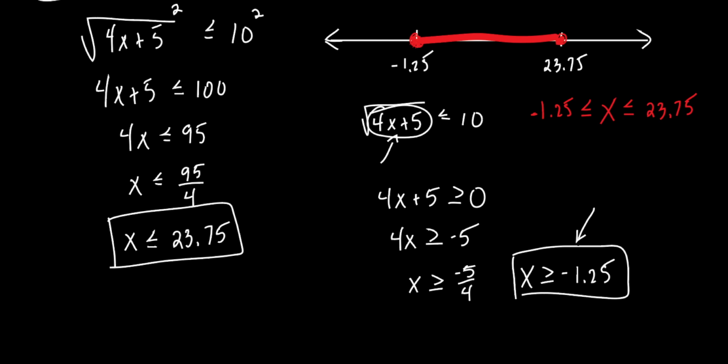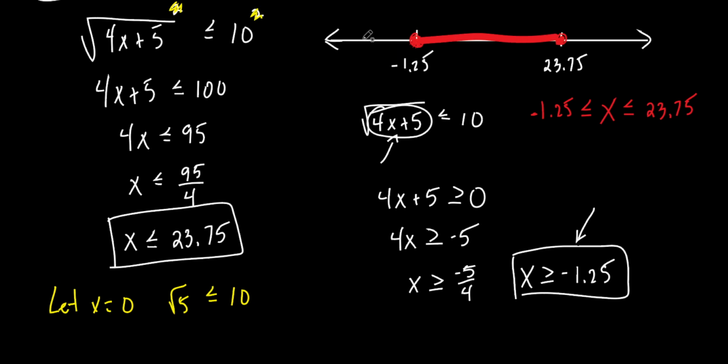Let's do that in a different color. Let X equal 0. Let's make sure that this does work. So put a 0 in for X in the original one. We're not going to do the squared part. That was the original. So what is it? 4 times 0 is 0 plus 5 is 5. That's the square root of 5. Is the square root of 5 less than 10? Yeah, the square root of 5 is like 2 point something. Is that less than or equal to 10? Sure it is. So yes, that's good.